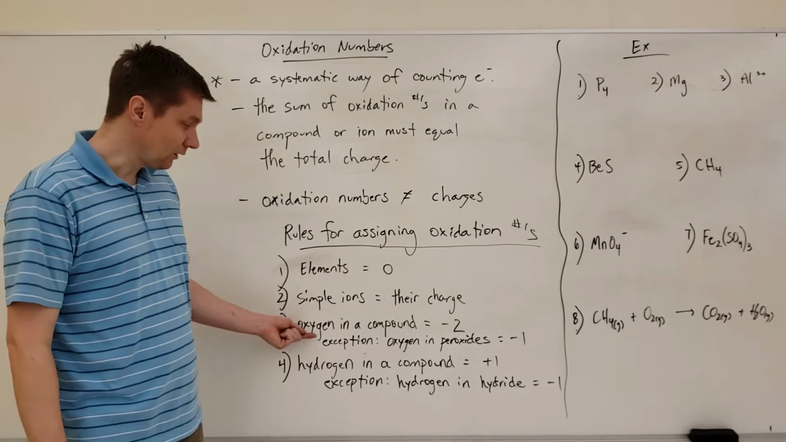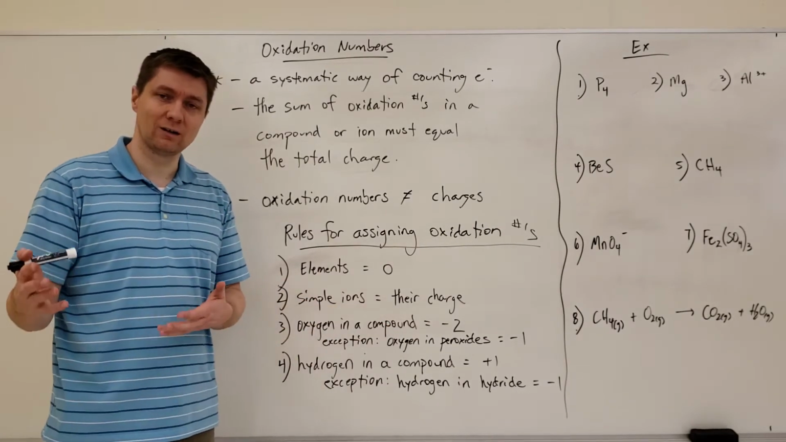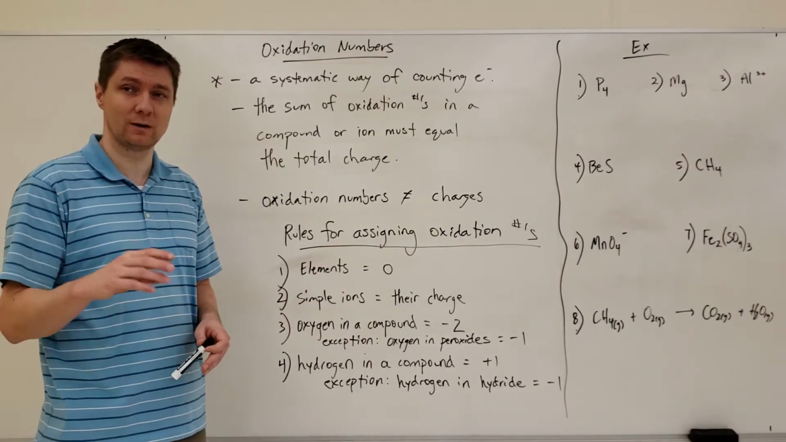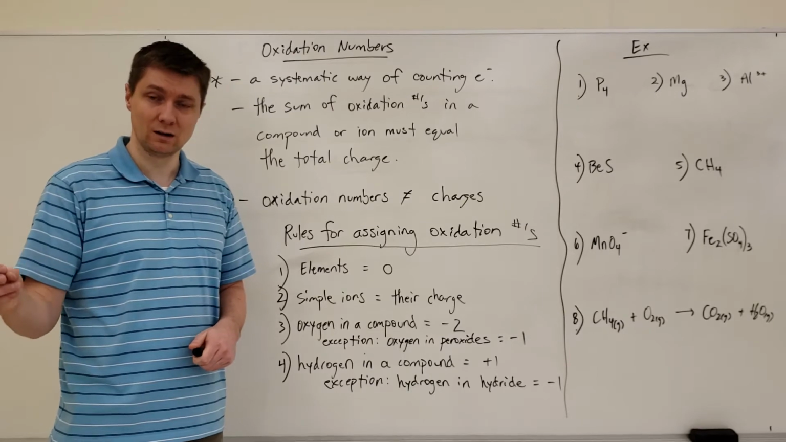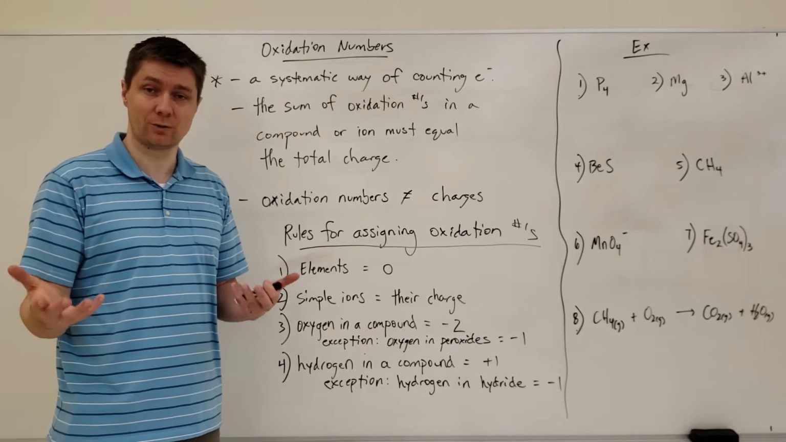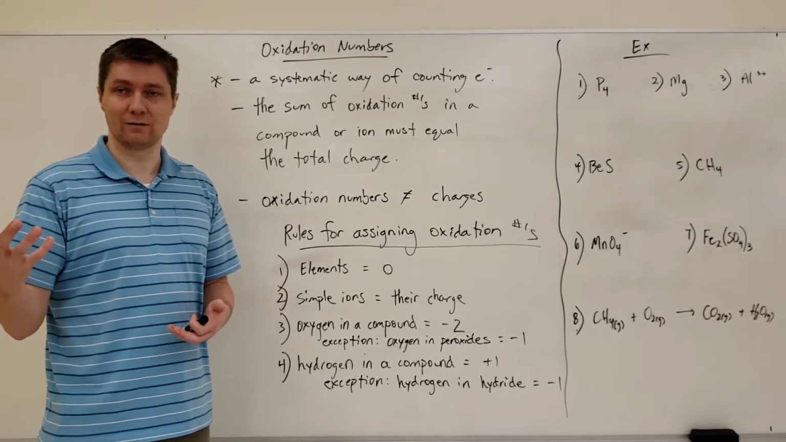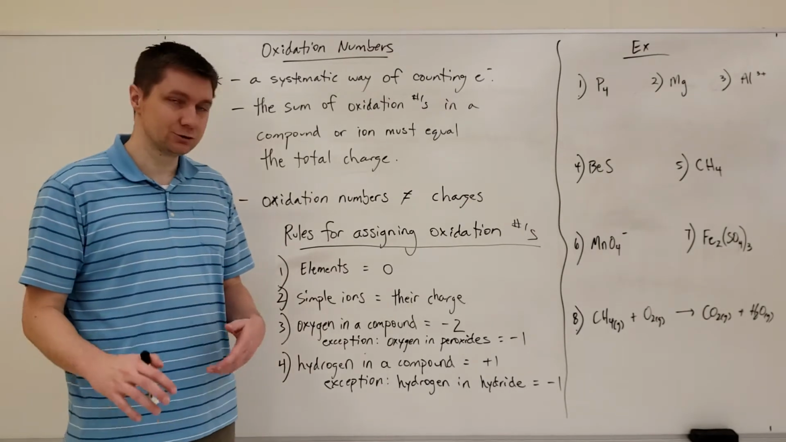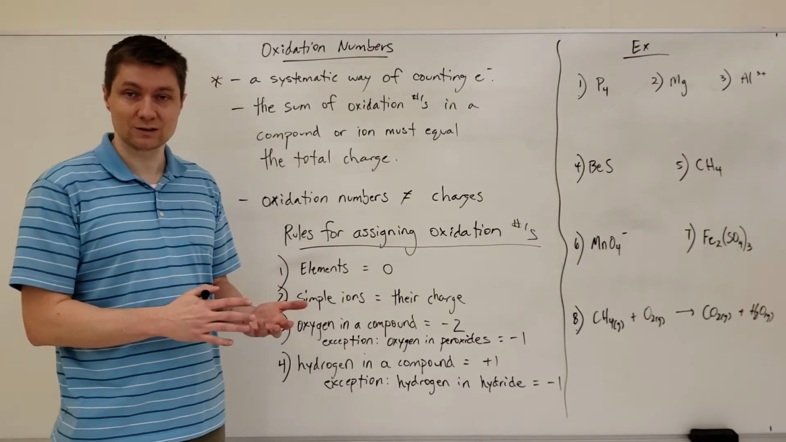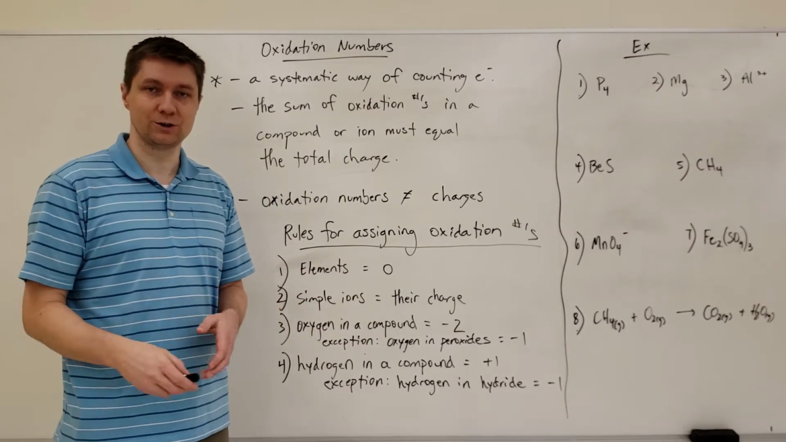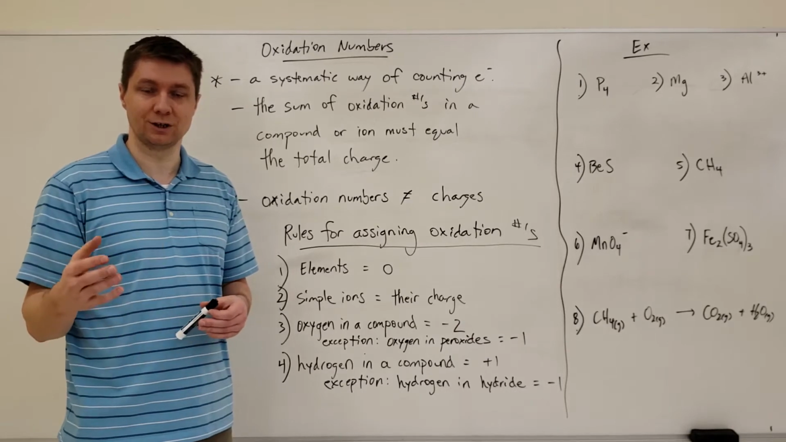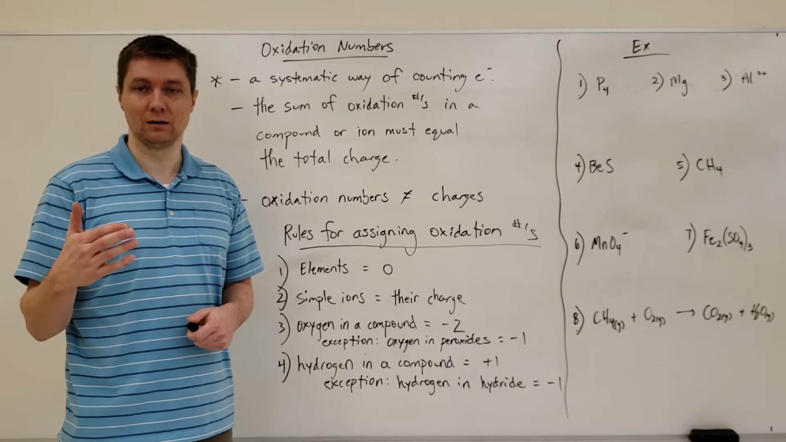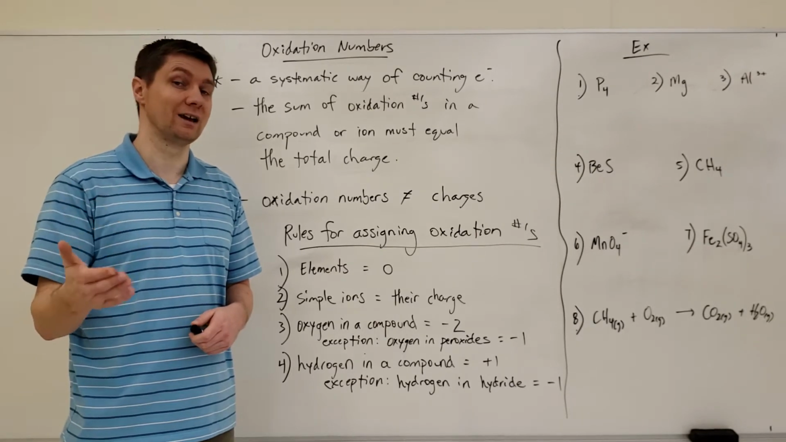Number 3, oxygen in a compound. When I find oxygen in a compound, it's going to have an oxidation number of -2. There's one exception to this, and that's when we find oxygen in a peroxide compound. So for example, in hydrogen peroxide, oxygen is going to have an oxidation number of -1. And the last rule is that hydrogen in a compound is going to be +1. Again, one more exception to this: when I find hydrogen in a hydride compound, hydrogen in that compound is going to have an oxidation number of -1.